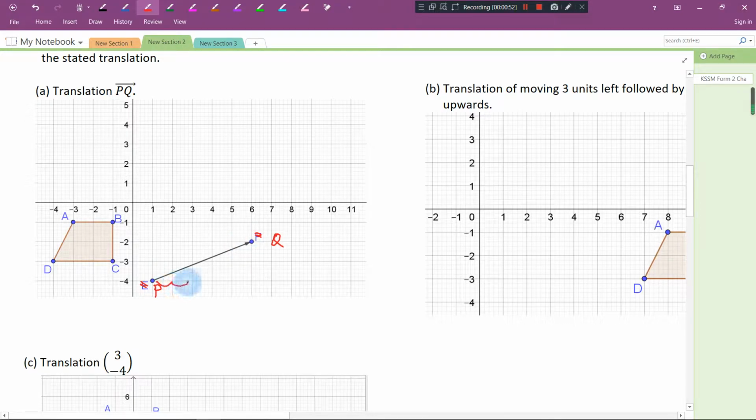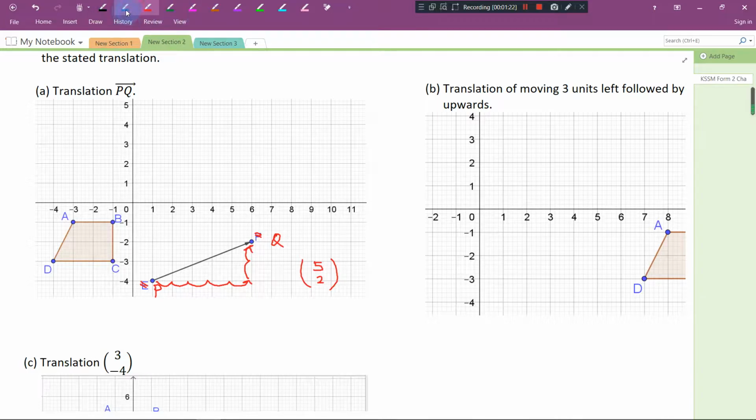Now we move this way: 1, 2, 3, 4, 5. Go to your right and then go up 1, 2. This translation is actually the translation (5, 2). It means that you are going to move this whole object to the right 5 units followed by 2 units upwards. There are a few ways to draw the image.